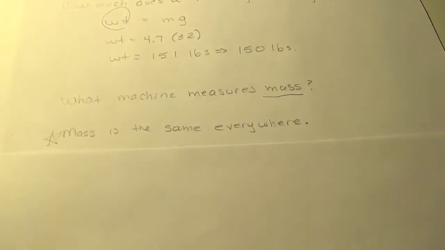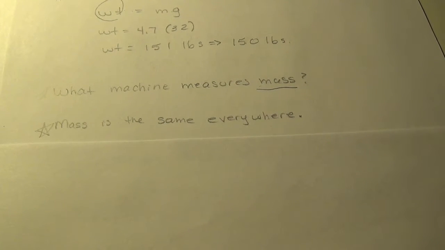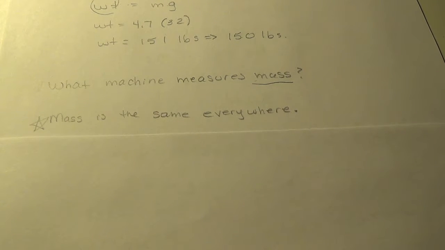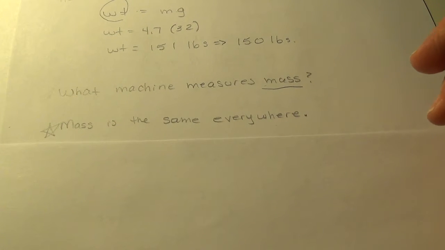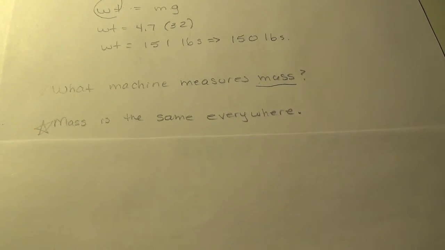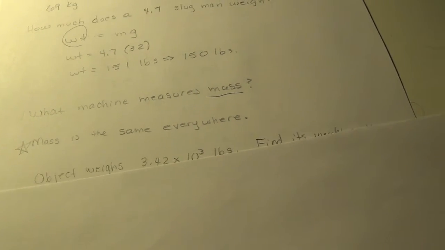This is the important note. Mass is the same everywhere. And that means whatever your mass is on Earth, it's the same on the Moon, Jupiter, in the next galaxy. So mass is the same everywhere. Mass is how much is there of you. How much is there in the object in question? The mass is the same everywhere.